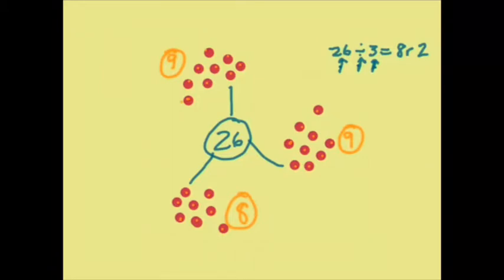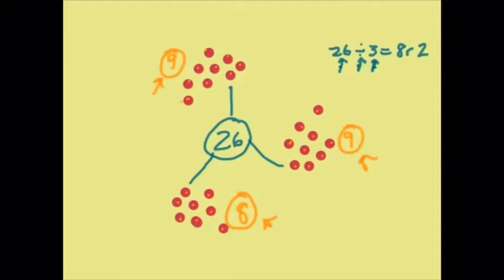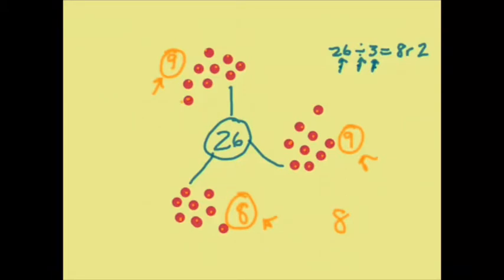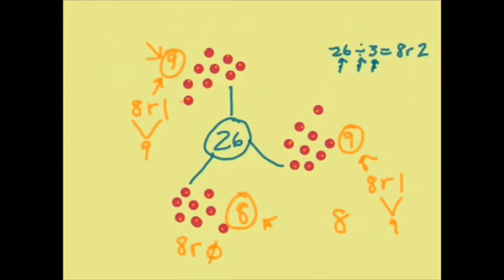Here's a little trick that'll help you. Which one of these is the smallest number? You're right, it's the 8. So this then has 8 with no leftovers, 0 leftovers. This has 8 with 1 leftover, and this has 8 with 1 leftover. Because 8 plus 1 is 9, right? 9. See?